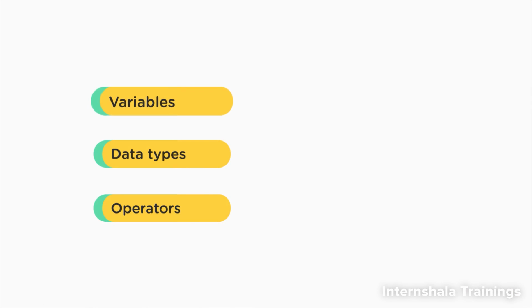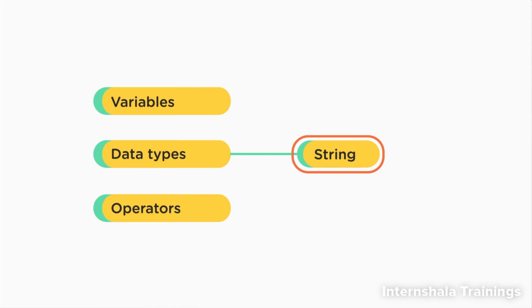So, we have learnt about variables, data types, and operators. Now, let's move to learn more about one particular data type, that is, string. As we had said, string is a very important data type that will be used extensively throughout this training, and therefore we need to focus more on it. Now let's first recall what we know about strings.